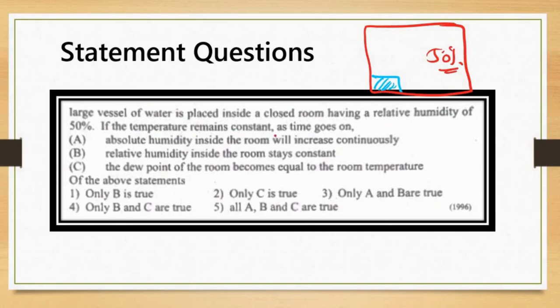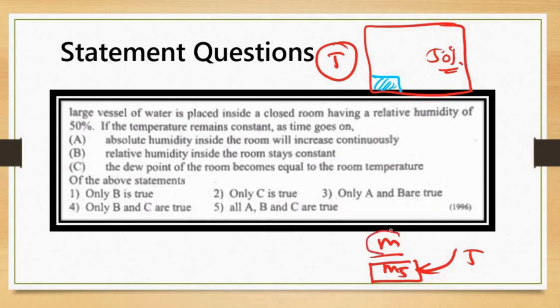If the temperature remains constant as time goes on, so temperature is constant, remember that. So M divided by Ms. If temperature is constant, remember that Ms, saturated vapor mass, is constant. So only M can change, right? First answer, absolute humidity inside the room will increase continuously. Yes, absolute humidity will increase. So this water becomes vapor slowly. That will happen until the relative humidity becomes 100%, and after that no more vapor comes into the room. So the word continuously makes it wrong.